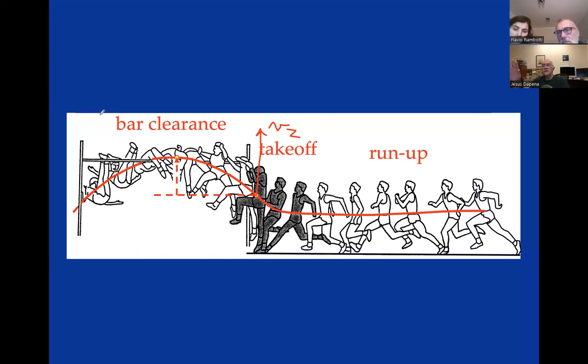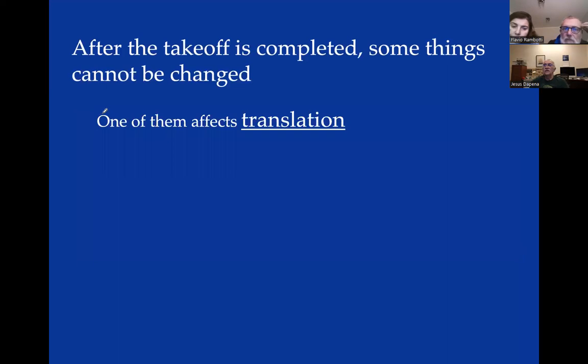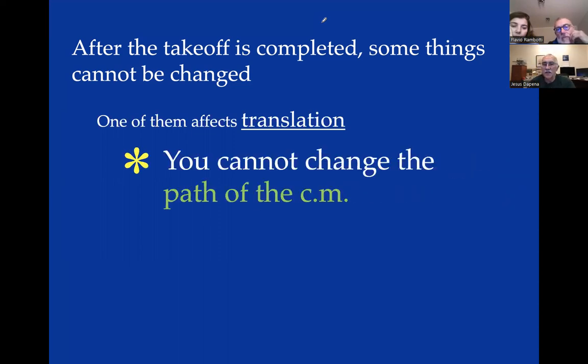So once the takeoff is completed, there are some things that cannot be changed. One of these things that cannot be changed affects translation. And by translation, I don't mean translating from English to Italian. I mean translation versus rotation, okay? Key thing, you cannot change the path of the center of mass. Once you leave the ground, you cannot change the path of the center of mass. It doesn't matter if you're Da Pena or if you're Sotomayor, nobody can change the path.